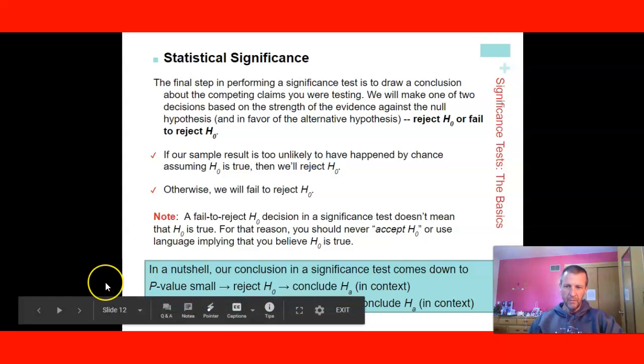So, down here on the bottom, I can't get that thing to go away, but if I just wait a second.